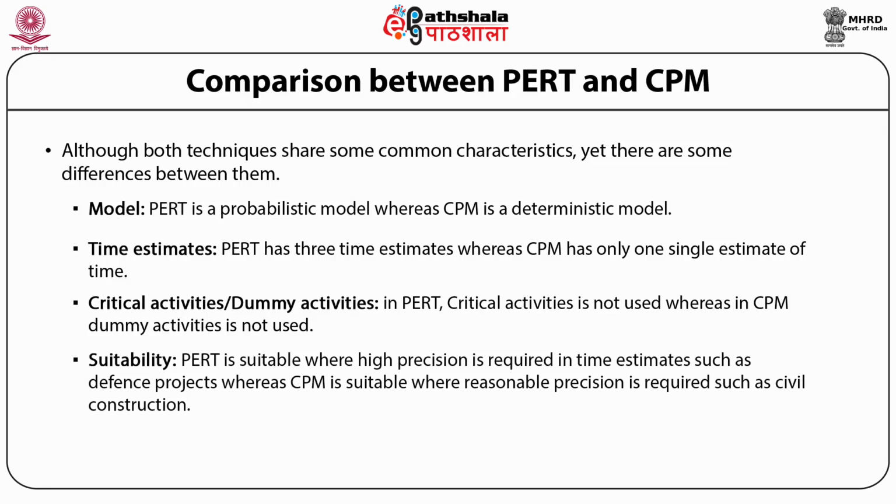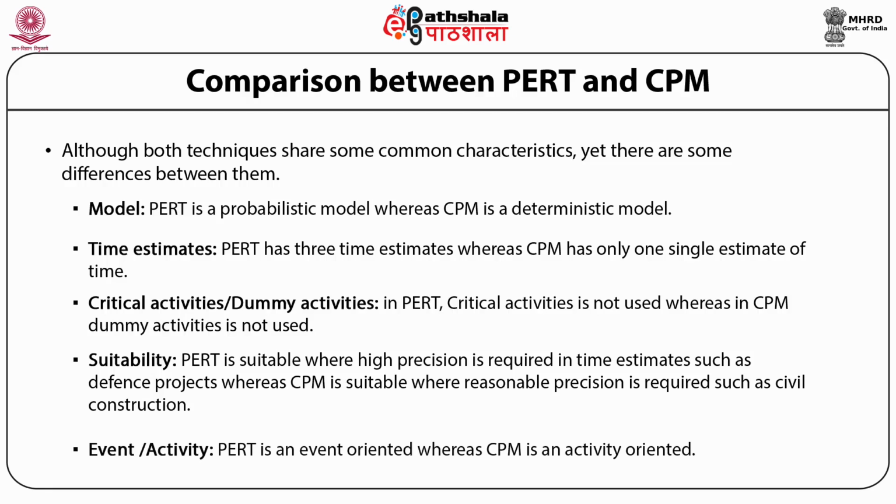Suitability. PERT is suitable where high precision is required in time estimates such as defense projects, whereas CPM is suitable where reasonable precision is required such as civil construction. Event or activity. PERT is event oriented, whereas CPM is activity oriented.